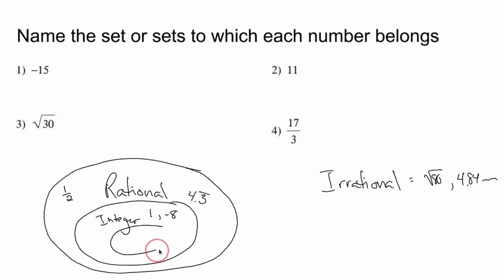Living inside your integers, you also have your whole numbers, and those are basically the numbers that start out with 0, 1, 2, 3, and keep going on forever and ever and ever. So with most of these, I can give these guys several names. For example, -5 is an integer.